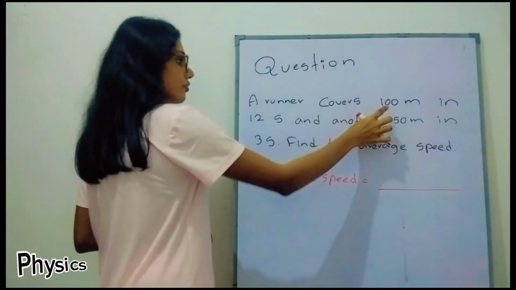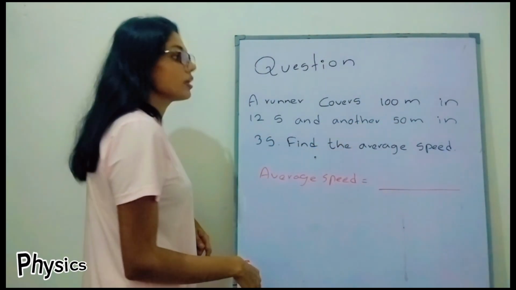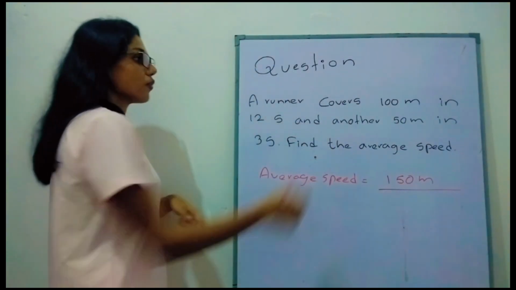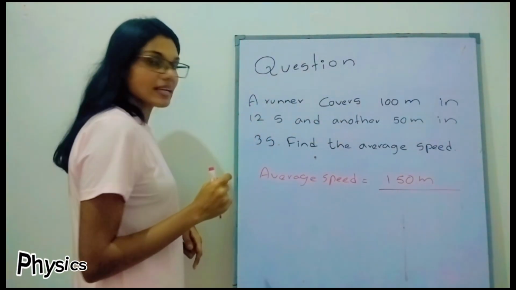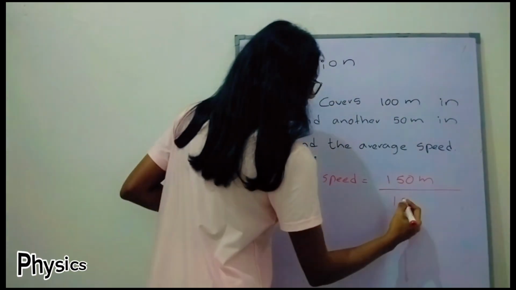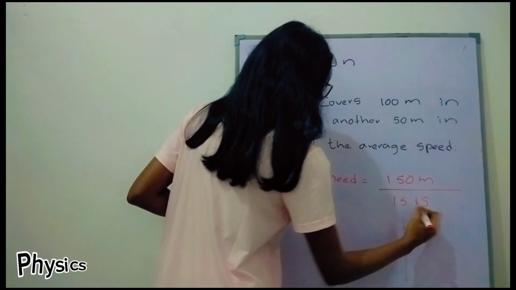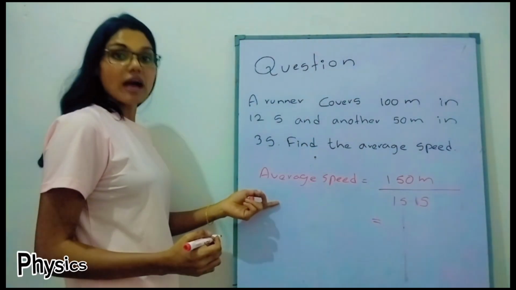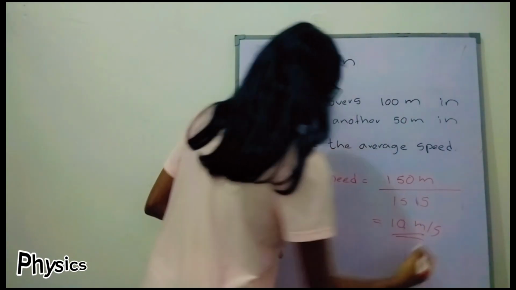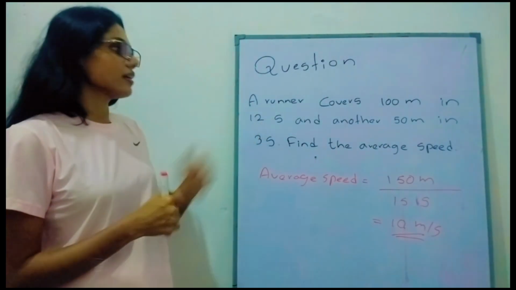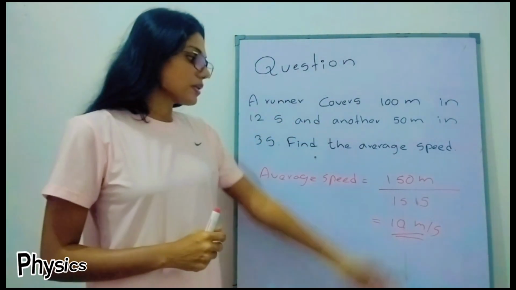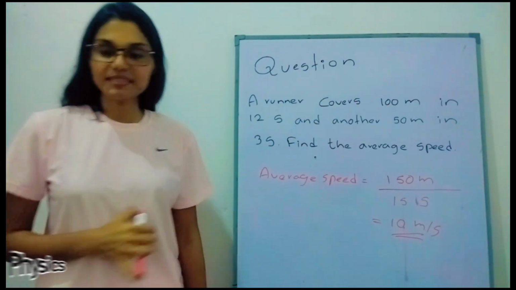At first he is running 100 meters and then he is running 50 meters. So altogether we have 150 meters. For 100 meters he took 12 seconds and for 50 meters he took 3 seconds. So altogether he took 15 seconds. So the final answer for the average speed is 10 meters per second, which means the runner has been running this 150 meters at the speed of 10 meters per second.